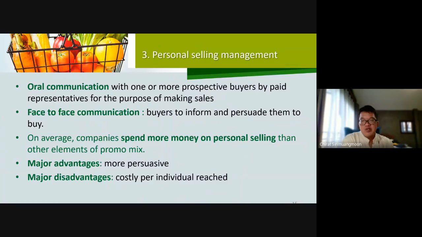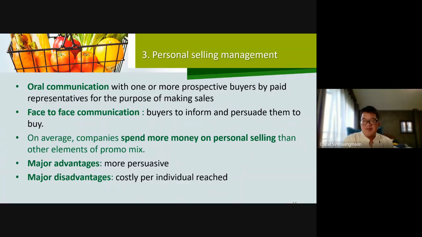The second promotion mix is personal selling. Personal selling is oral communication. You talk face to face with one or more buyers, from the representatives of the company, so they intentionally try to make the exchange. In this case, face-to-face is the best thing because the seller can inform and persuade, and the consumer might make decisions very easily.